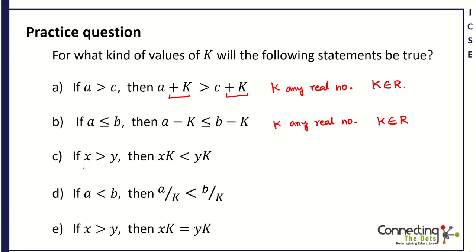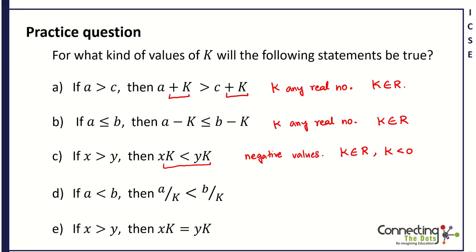Third question, x is greater than y, but xk is less than yk. So multiplying both sides of the inequation by k causes the inequation to change sign. Earlier it was greater than, then it became less than. And it's only possible if k can have negative values. So k is a real number and k is less than 0. And only then will this be true.